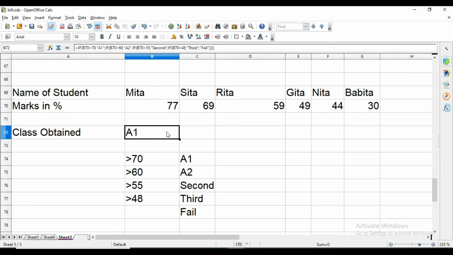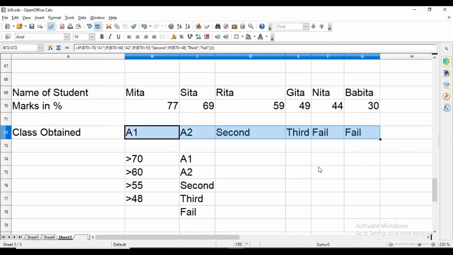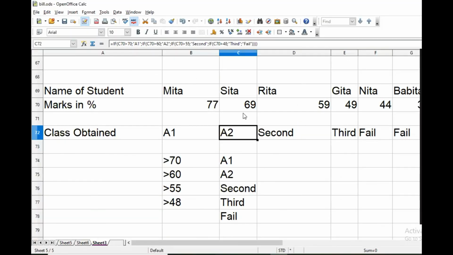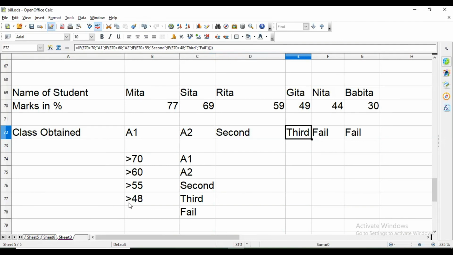Now you can see this 77 is more than 70, so A1 is assigned here. Now click and drag it using the fill handle. Since this 69 is not greater than 70, it will fall under this. It is greater than 60 but less than 70, so A2 is assigned here. Then this is 59. It is not greater than 60 but greater than 55, so second is given to him. Then here it is greater than 48 but less than 55, so third is given to this student. And since the last two are less than 48, that is 44 and 30, fail is given to them.